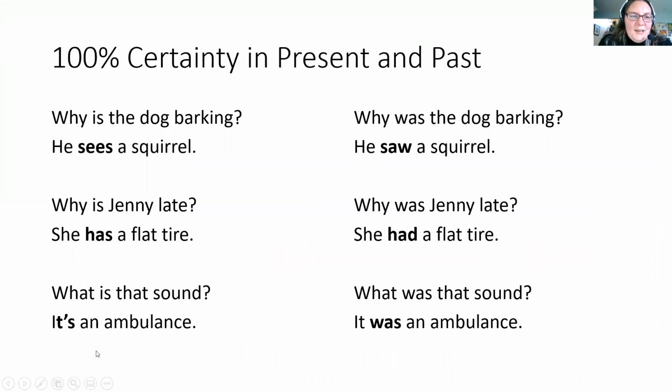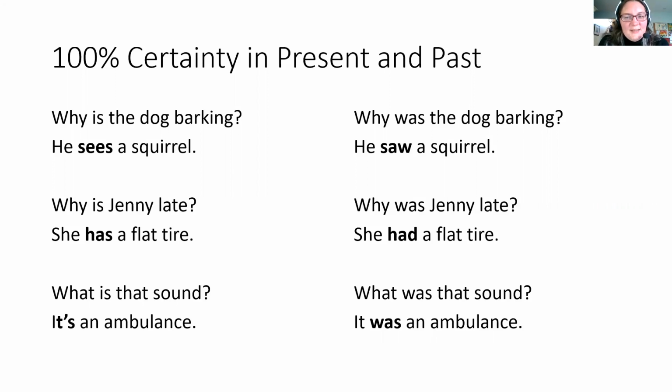Let's take a look at a few more examples and compare the present and the past tense using 100% certainty. Again, this is pretty easy. This is simply looking at present tense and past tense in their simple forms. Why is the dog barking? I ask in a present tense because he sees a squirrel. Present tense answer. Why was the dog barking?